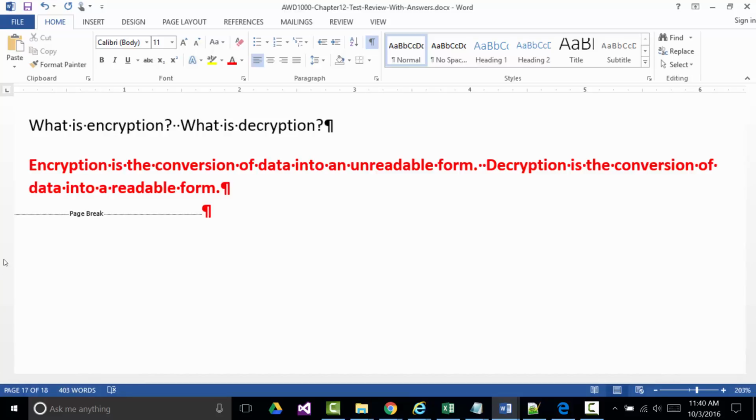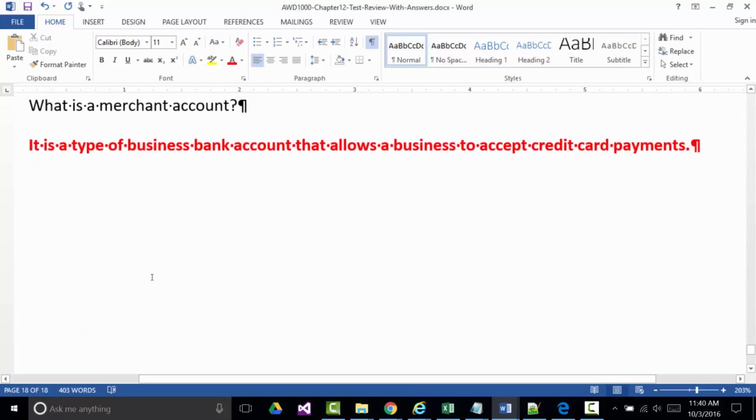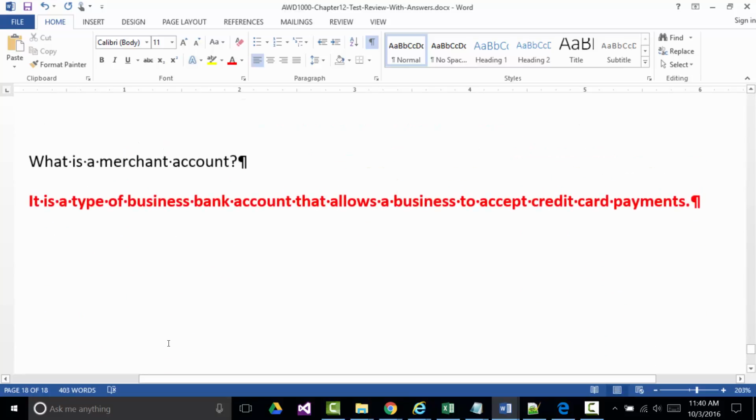And finally, the last one. What is a merchant account? A type of business bank account that allows a business to accept credit card payments.